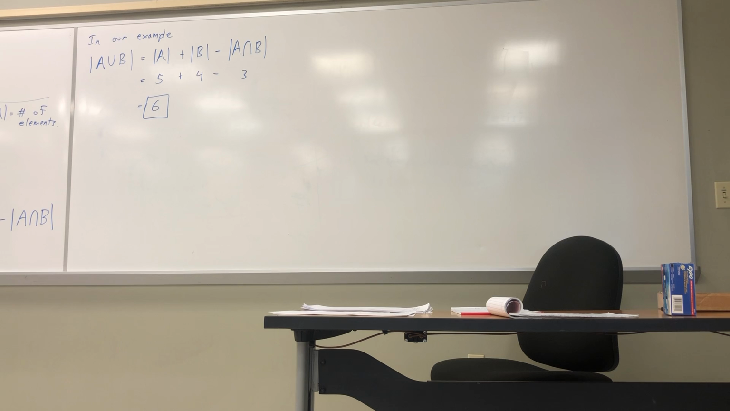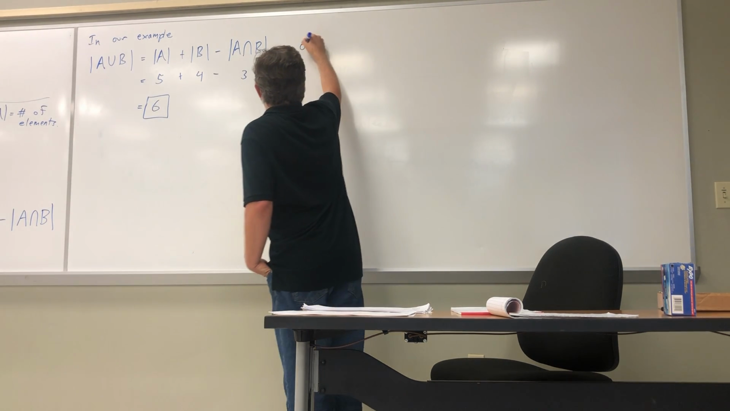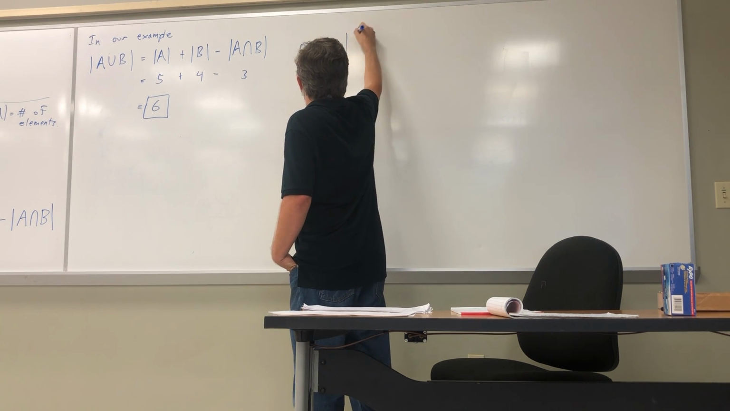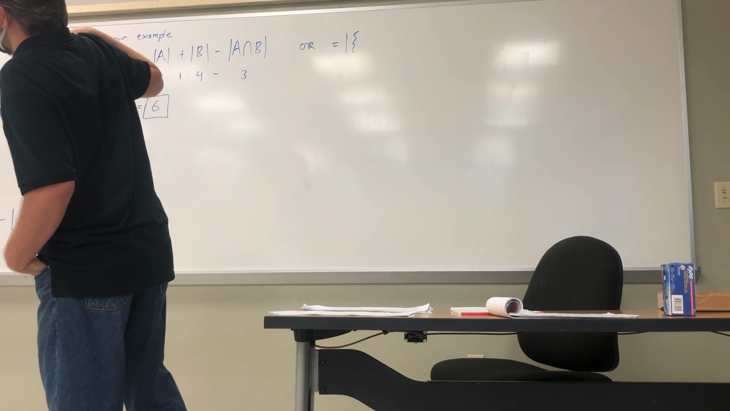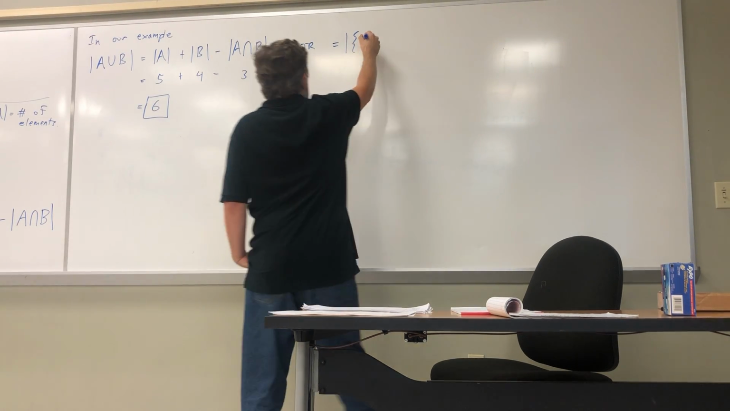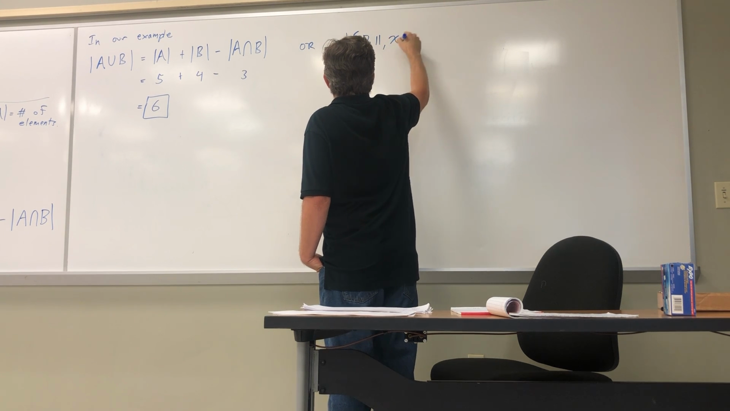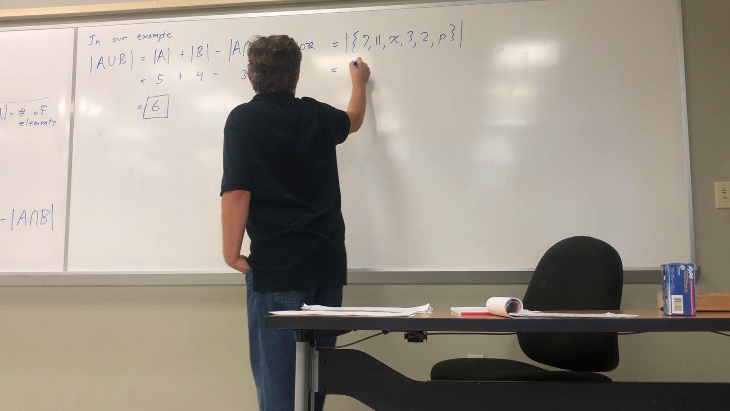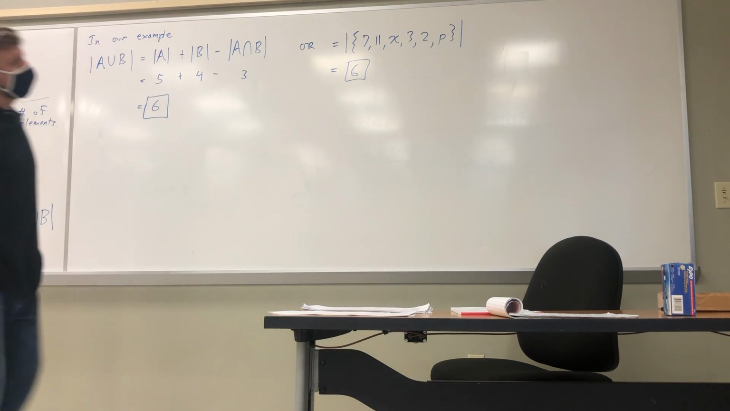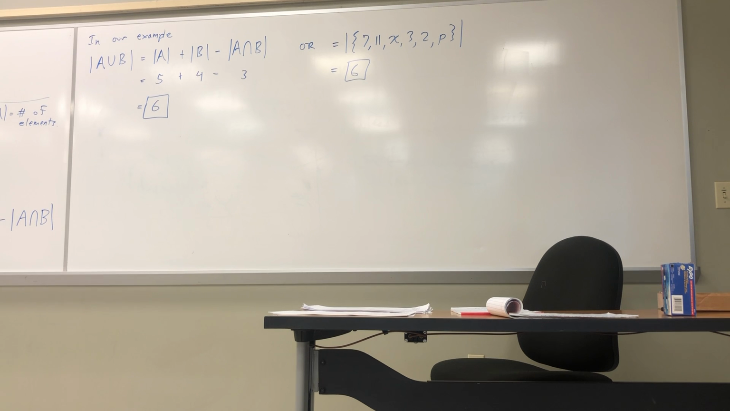because you can also do it by just figuring out what's in A union B. What's in A union B is everything except for the 4 and the empty set, so 7, 11, x3, 2, and p. And yep, there's 6 things in there. So, for an easy little example, that's not much of a shortcut, but it is going to be very useful later. And here's why it works.